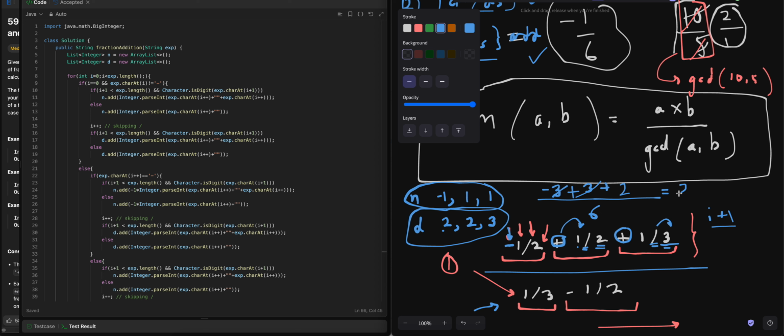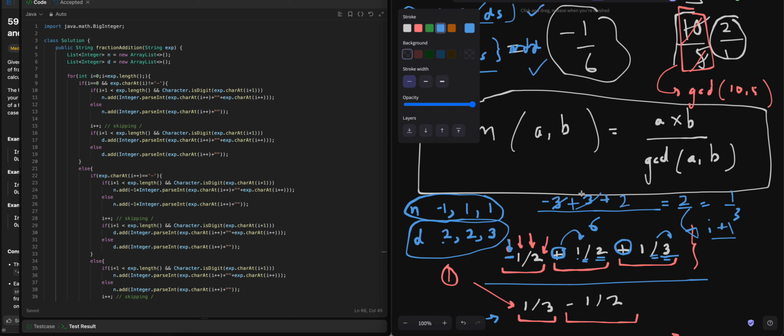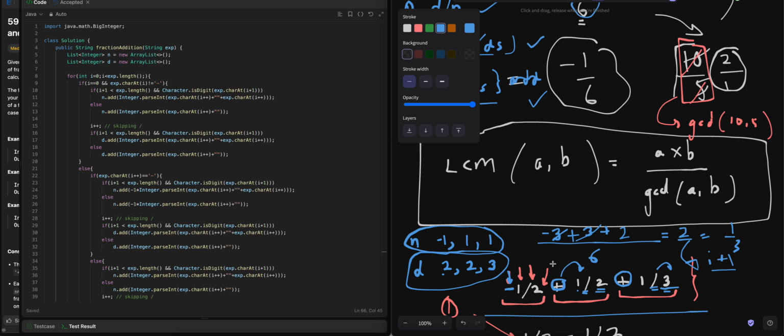The final result we would get is 2 by 6. And to evaluate the final solution, we have to find out the GCD. The GCD of 2 and 6 would come as 2. So the value would be 1 by 3, right? So that would be our answer. Okay, so that's how we are going to evaluate it.